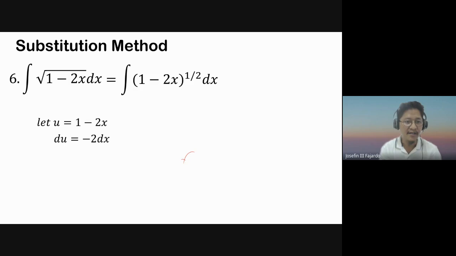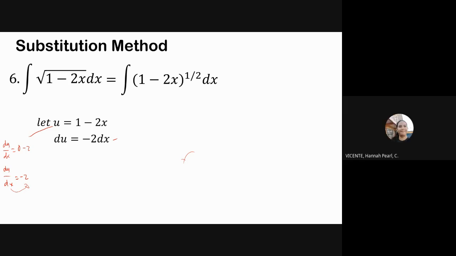To be clear, if you get the derivative of this, ang mangyayari lang dyan is you get du over dx equals derivative of 1 is 0, right? And derivative of negative 2x is negative 2. So du over dx is equal to negative 2. And then yung dx ililipat natin sa kabila. Kaya nagkaroon tayo ng ganito. Okay po ba yan? Opo, sir. Yes po, sir.